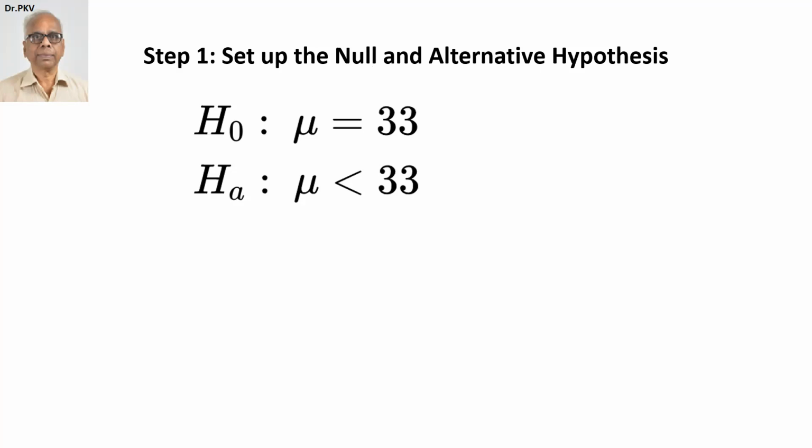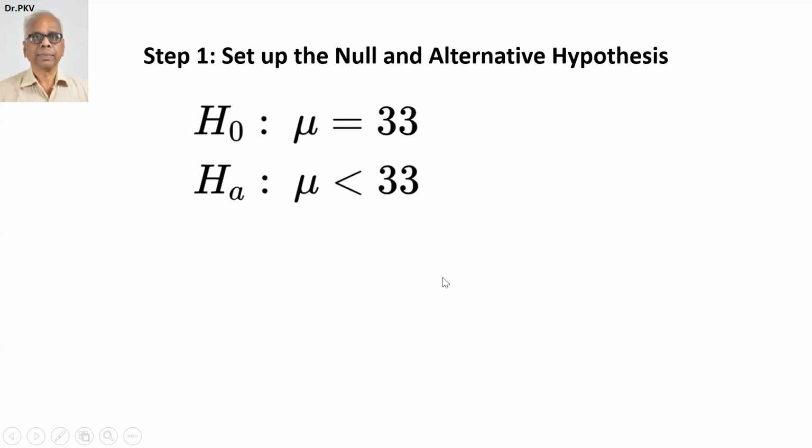First step, formulate the null and the alternative hypothesis. H naught: mu equal to 33, HA: mu less than 33. Because the investigator would like to know whether it is less than 33, this is the alternative hypothesis which you would like to prove if there is evidence. So this is the first step.